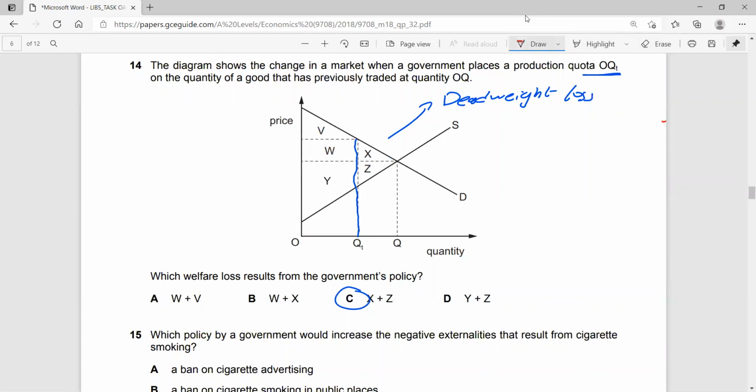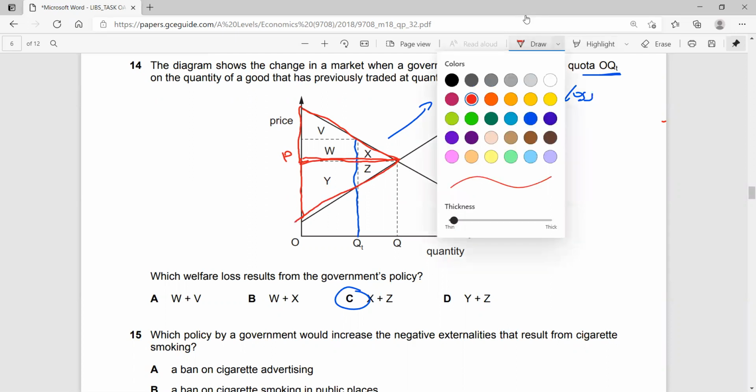So initially, if this is the price, this is the equilibrium point. Your consumer surplus is this, the area below the demand curve but above the price level. And your producer surplus is this, the area below the price level but above the supply curve. Right? How does that change?